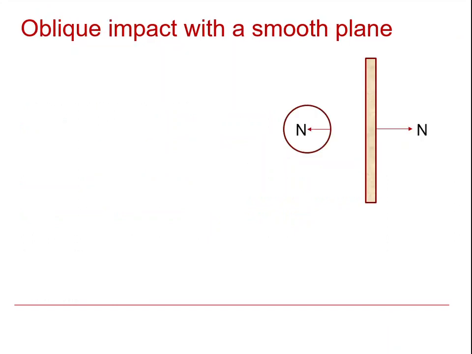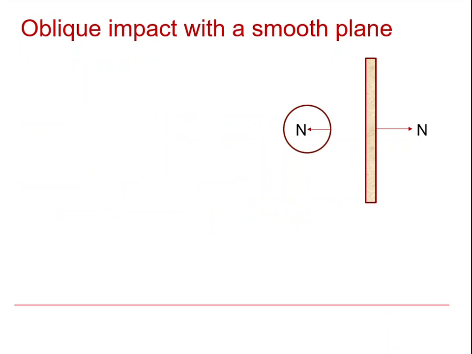So we now look at an oblique impact with a smooth plane. The first thing to consider is what's going on in the interaction. If the plane is smooth, it means there's no force in that diagram vertically. No friction at all. That means that in terms of interaction there's nothing on which to base it. So the interaction force between the wall and the ball must be perpendicular. And that leads to the fact that the impulse also is perpendicular.